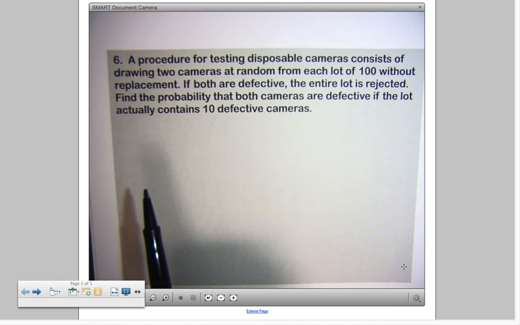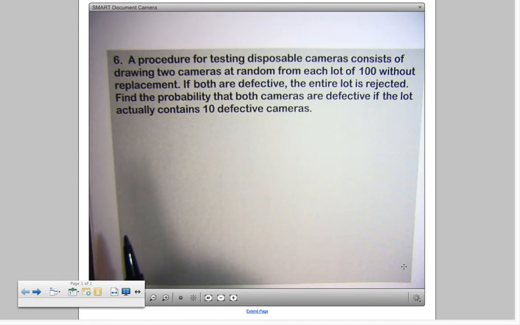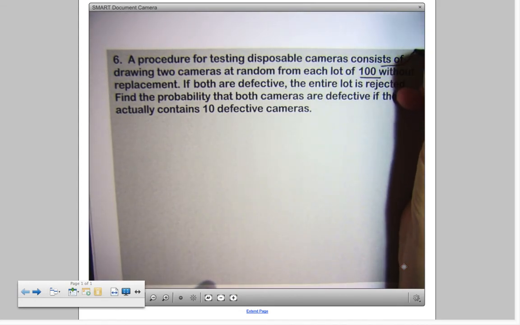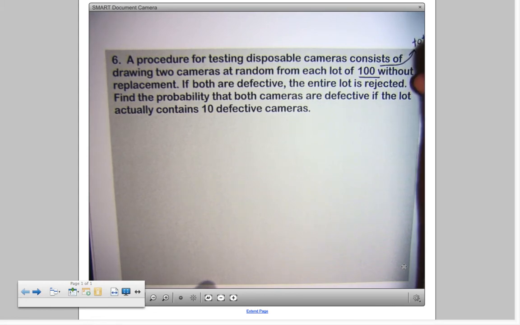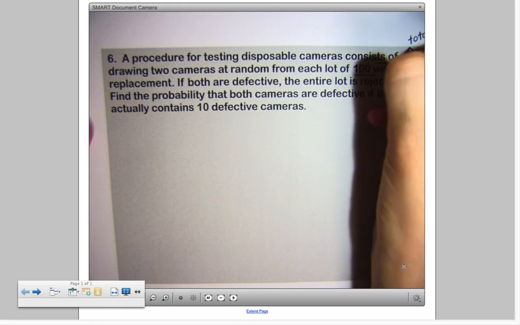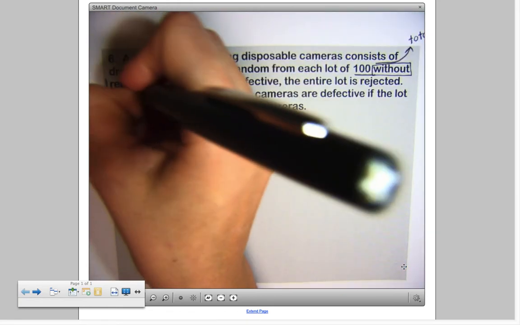Okay, so a procedure for testing cameras consists of drawing 2 cameras at random from a lot of 100. So I'm going to stop here. Here's my 100. If the lot contains 100, we know that this is the total amount. And here's my key term: without replacement.